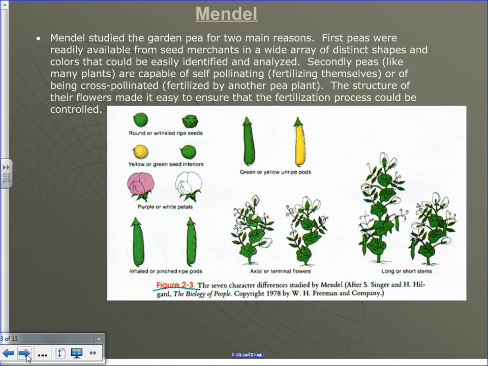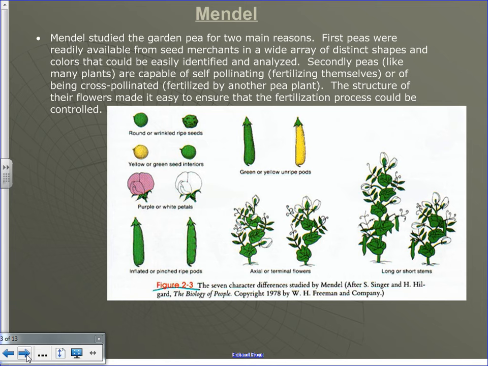All right, so here's the things he looked at. Peas are readily available, obviously, in a wide variety of distinct shapes and colors that he could see on the plant. Plants can self-pollinate, so he was able to always control the genetic profile of the individuals he used. He would make sure they pollinated themselves, so he always got true breeding plants. Or they can be cross-pollinated, which he would do with a paintbrush.